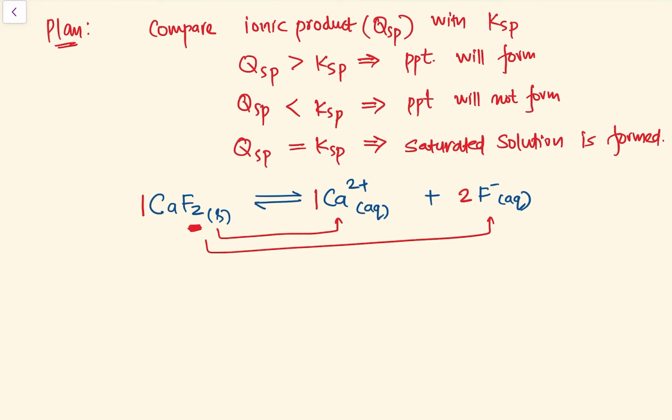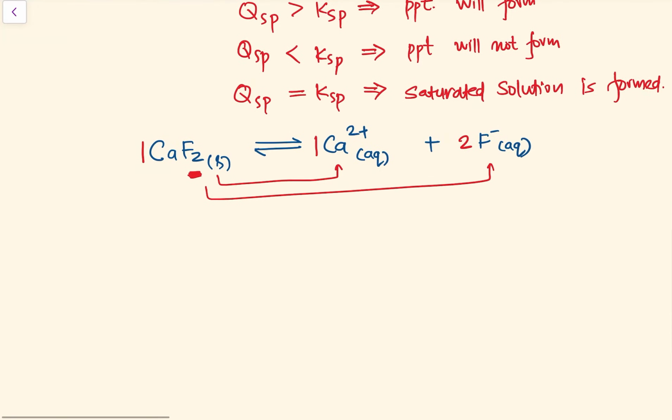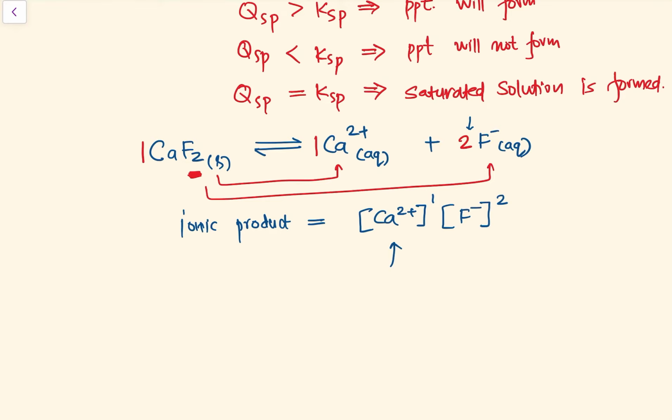Now let's write the expression for the ionic product. The ionic product is equal to the concentration of the products, calcium 2 positive raised to the power of its stoichiometric coefficient, which is 1, and the concentration of fluoride ions raised to the power of its stoichiometric coefficient, which is 2. Now in this equation of ionic product, we need the concentrations of calcium 2 positive ion and of fluoride ions.